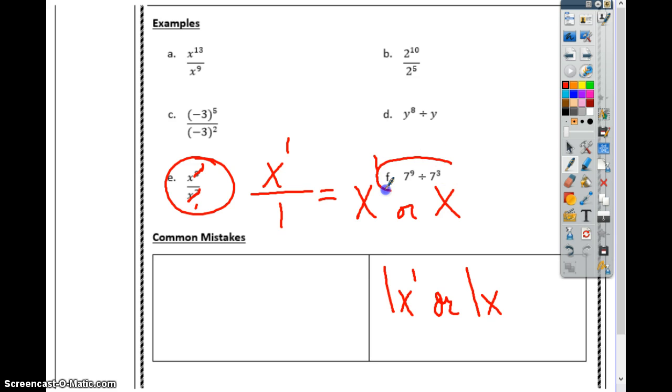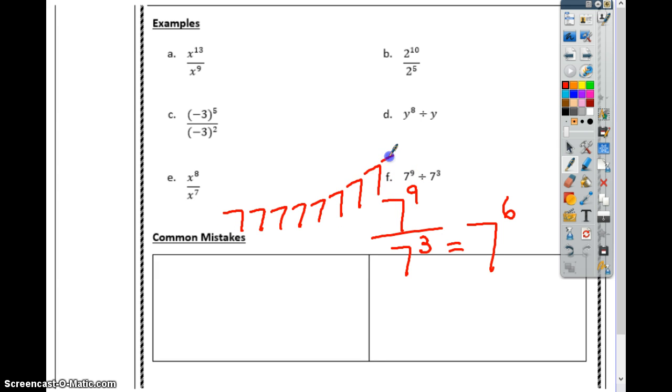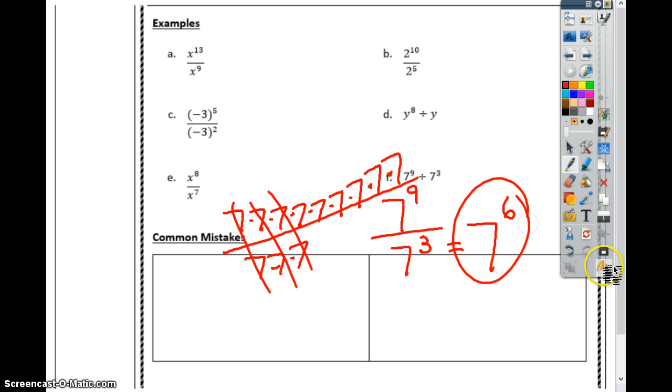Hold up your answer for F. This was interesting. 7 to the 9th power over 7 to the 3rd power. When you subtract the exponents, you're going to get 7 to the 6th power. When you write this one out in expanded form, what that means is you'd have 1, 2, 3, 4, 5, 6, 7, 8, 9 7s divided by 3 7s. So what's left? 7 to the 6th power. That's how you come up with that.